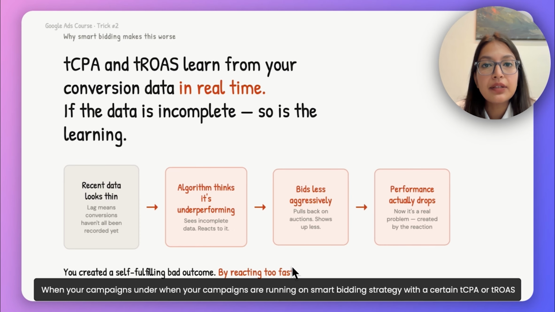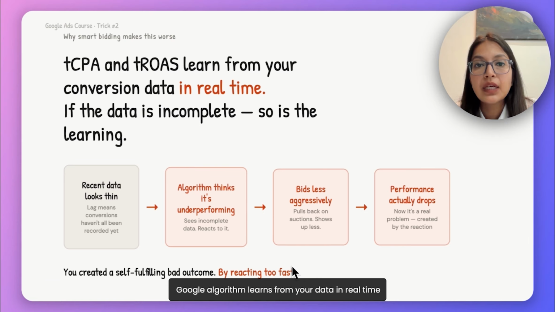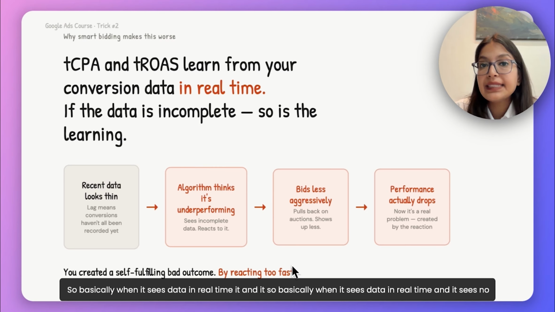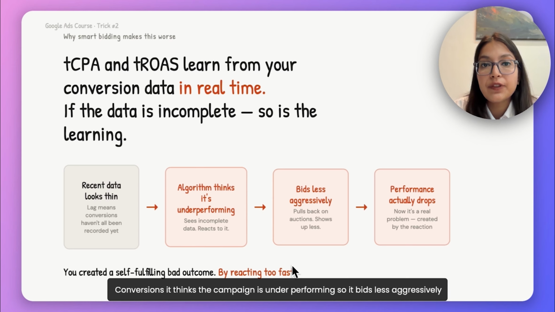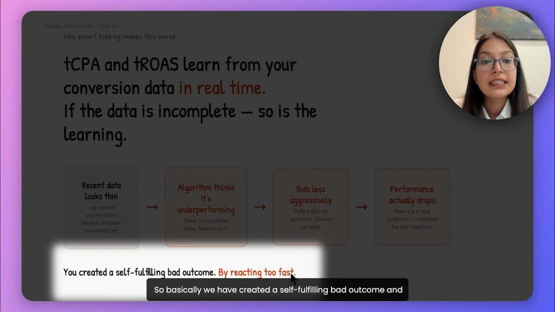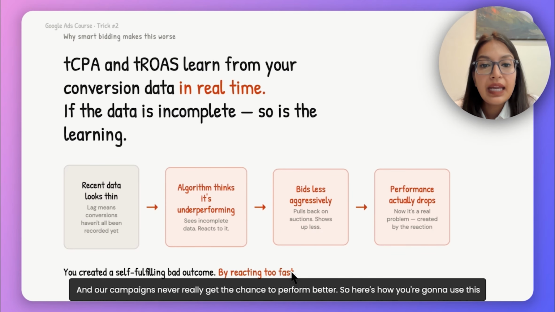Now let's see why this matters so much. When your campaigns are running on a smart bidding strategy with a certain target CPA or target ROAS, Google's algorithm learns from your data in real time. So basically, when it sees data in real time and it sees no conversions, it thinks the campaign is underperforming, so it bids less aggressively. So basically, we have created a self-fulfilling bad outcome, and our campaigns never really get the chance to perform better.